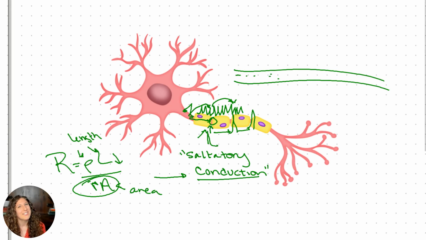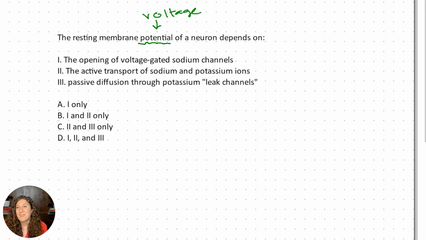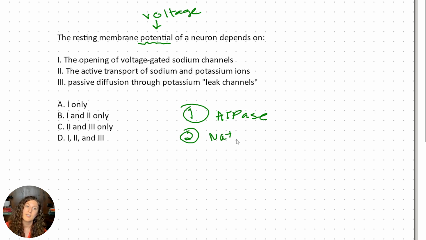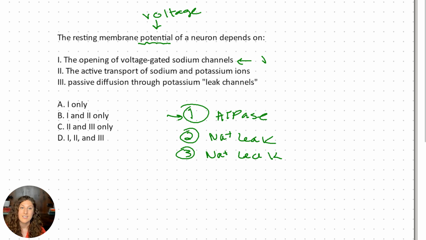Okay, ready to go back to our practice question with all of our channels described and identified? Let's go ahead and do it. The resting membrane potential of a neuron depends on, okay, we talked about three things, right? We have our sodium-potassium ATPase, and we have our sodium leak channel and our potassium leak channel. So the only thing that's ever active for our neurons' function is our ATPase, right? So that is contributing to the resting membrane potential, and our leak channels are very passive leak channels that are always open.